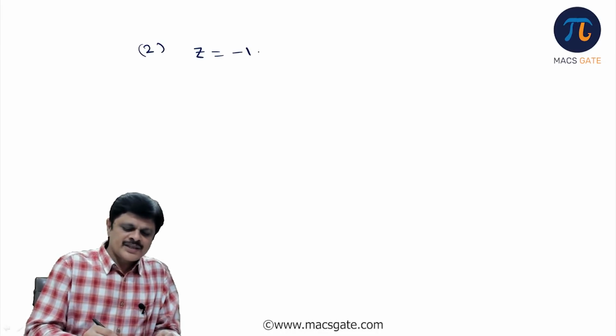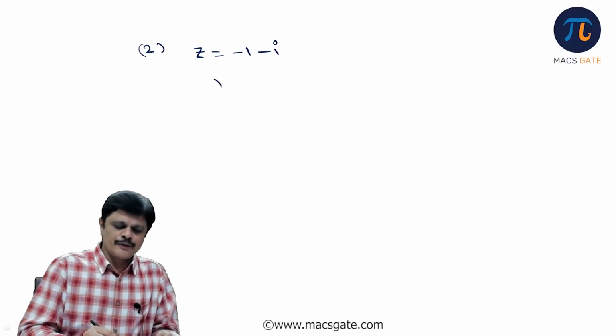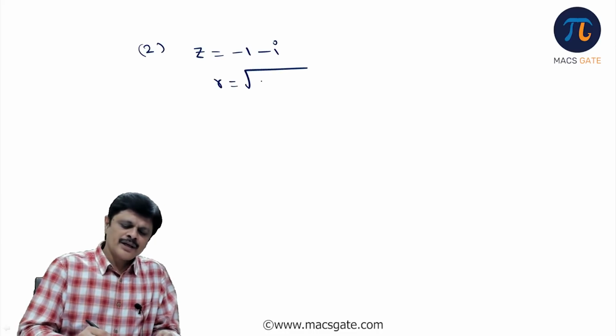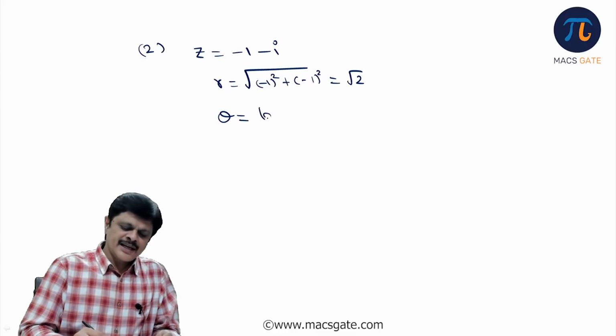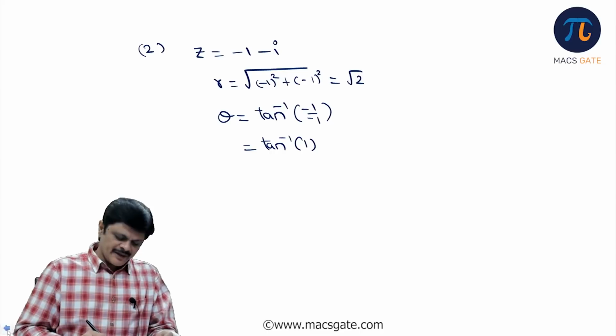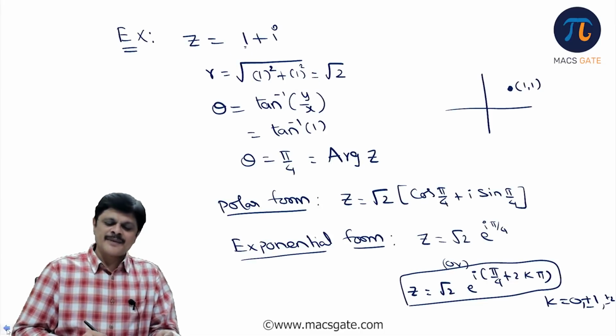Z is equal to minus 1 minus i. So when you take r, which is under root x squared, that is minus 1 squared, plus y squared, that is minus 1 squared, which is under root 2. Now when you take theta, which is tan inverse of minus 1 by minus 1, which is nothing but tan inverse 1. So if you see the previous example and this example, both look the same: root 2 and tan inverse 1.